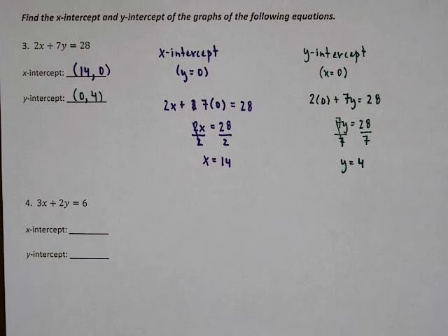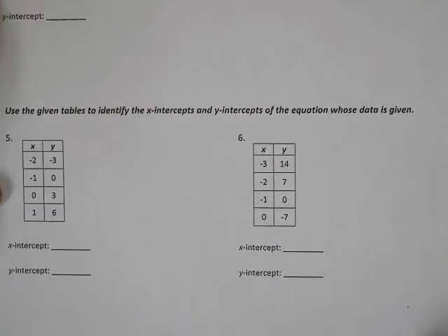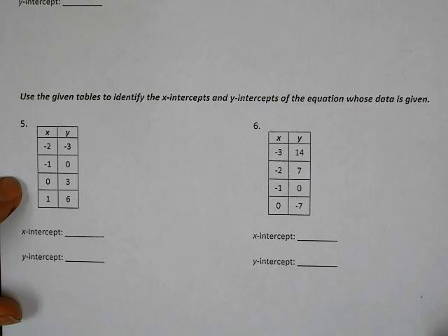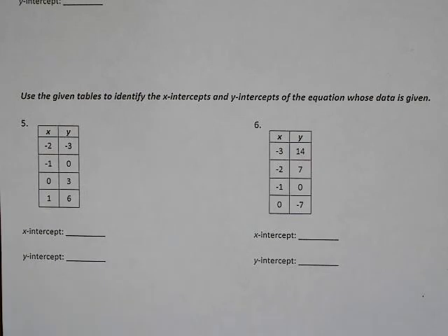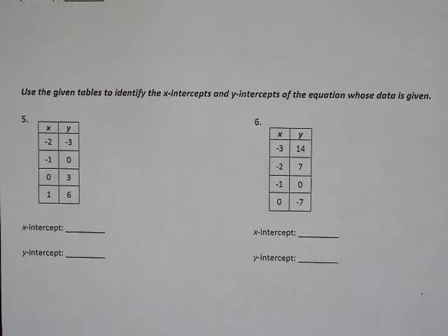All right, we're going to skip number 4 for right now, and we're going to look at the problems on the bottom of the page. So this is the third kind of goal for today, or target. Now we need to be able to use a table to find the x or y intercept. So we have a table of values, and we're still after those x or y intercepts.